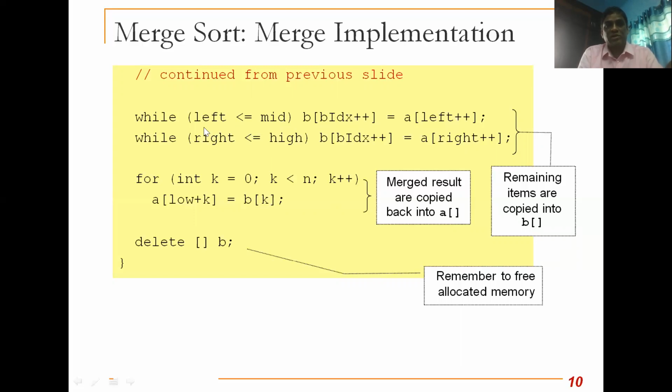Okay, so if this is true, it means the second half is completed. If this is true, it means the first half is completed. We copy the remaining elements into array B. Okay, and after this step, you have the entire list in array B. We copy that entire list from B to A again to reflect back the sorted list in array A. Okay, and because B is a temporary array, we immediately remove that array B after the merging operation, right? So this is how the merge operation is implemented.